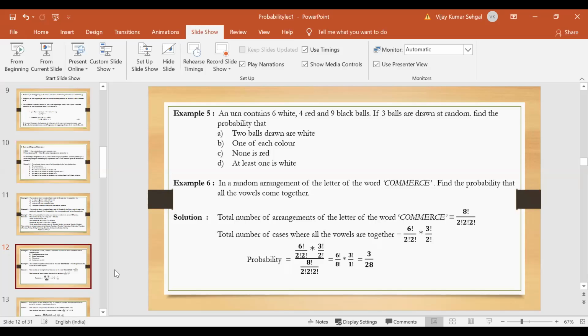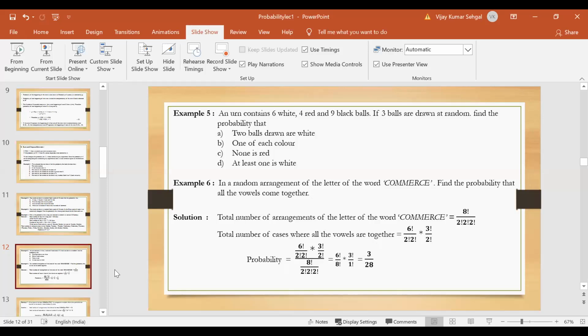Here we have arrangements. So now we have to first count the total number of letters in the word COMMERCE. We see that there are two C's, two M's, two E's, and O and R. Four are different: 4, 4, 8. So there are 8 letters. So the total arrangements of 8 letters in the word COMMERCE.